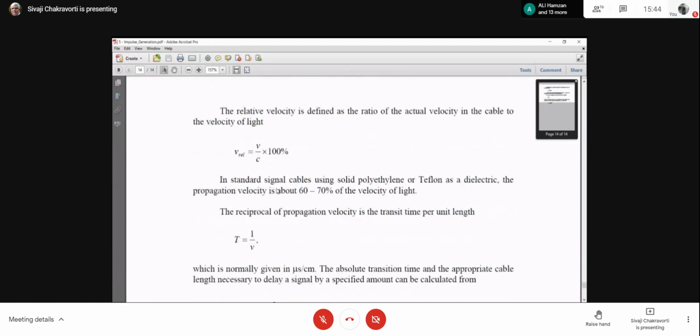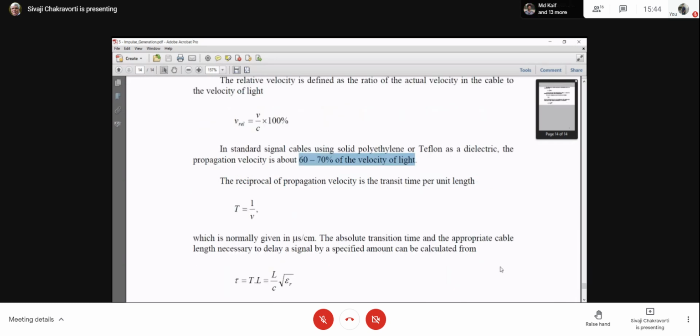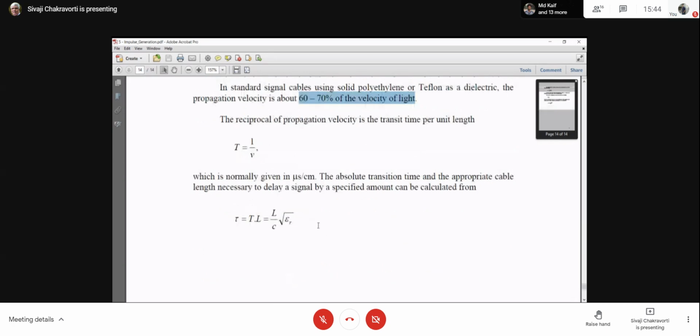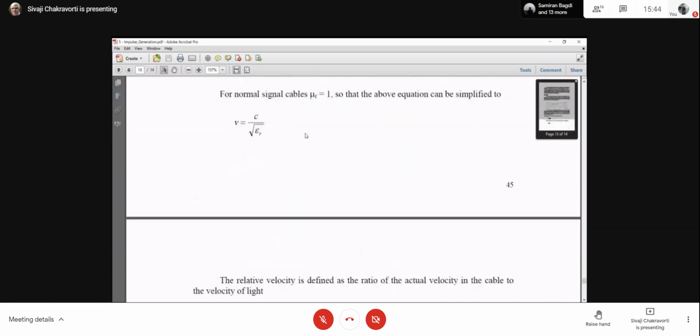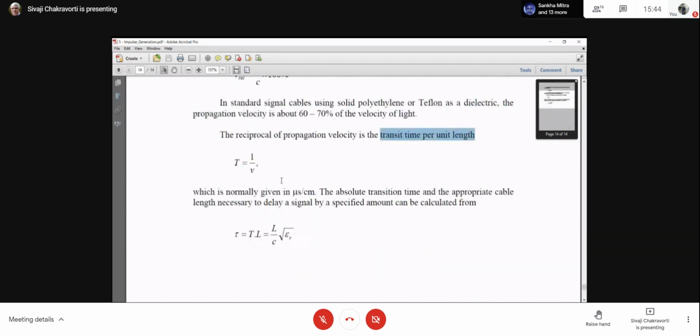In other words, the relative velocity becomes v by c into 100%. Typically, we use Teflon as one of the dielectrics of such signal cables, or polyethylene can also be used. And this relative velocity is typically about 60 to 70% of the velocity of light. So therefore, what is the transit time per unit length? This is the velocity, c by square root of this. So that should be 1 by v.